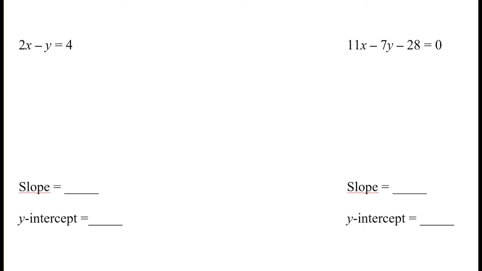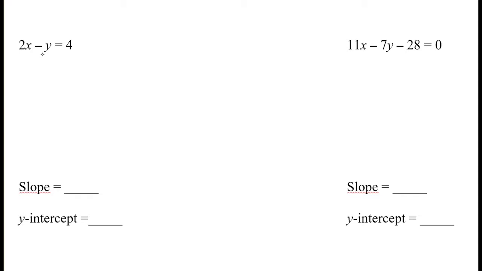Let's try a couple more examples. So we want to get these into y equals mx plus b. Remember, get y by itself. Isolate for y. Now there's a bunch of different ways that we could do this. For this example here, there's a couple different ways.